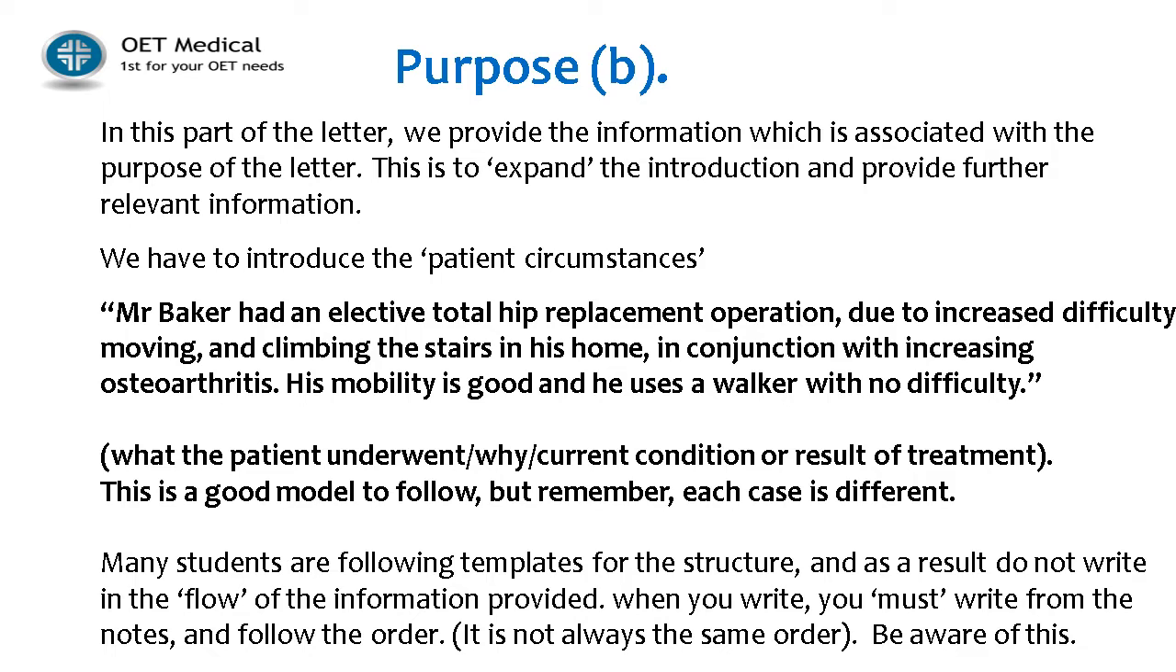His mobility is good and he uses a walker with no difficulty. So we've said why he's had the operation, and we're just summing up what the result of the operation is. So what the patient underwent, why, current condition or results of treatment. That's a good format to follow. You might not need everything there, but you will need most of them. So as it says, this is a good model to follow. But do remember, each case is different.